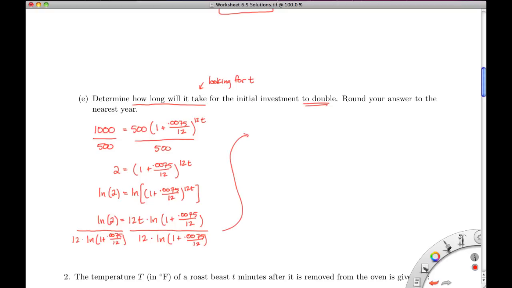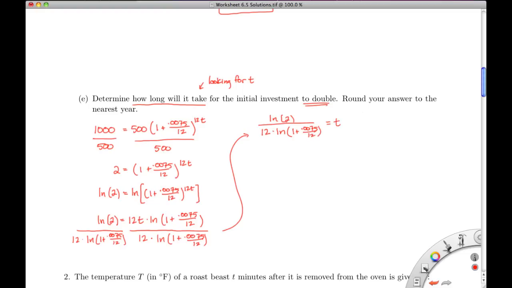So we'll go ahead and bring this up here. So we're going to get the ln of 2 divided by 12 times the ln of 1 plus 0.0075 divided by 12 is equal to t.